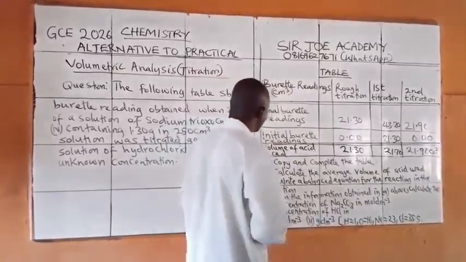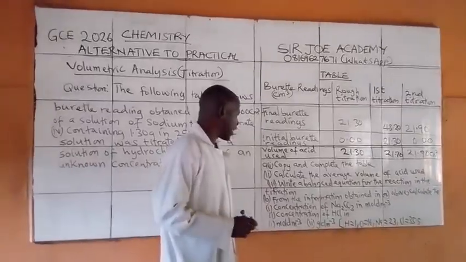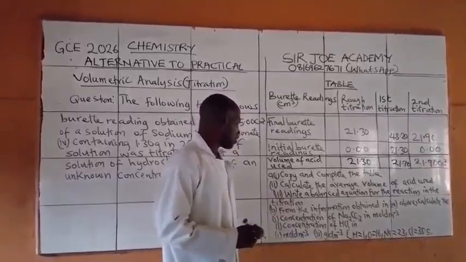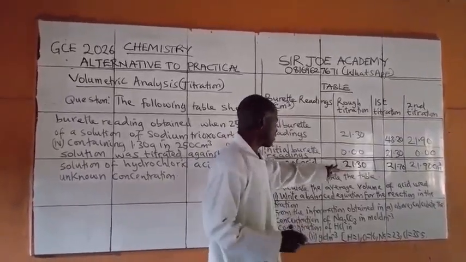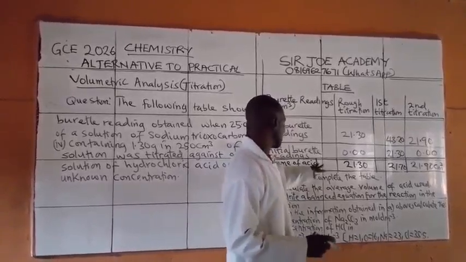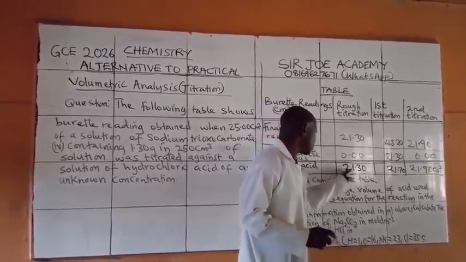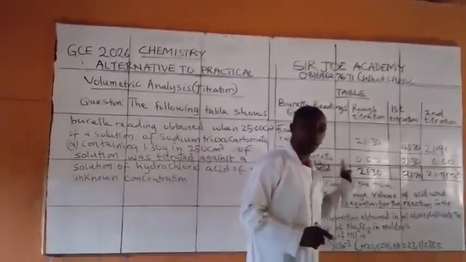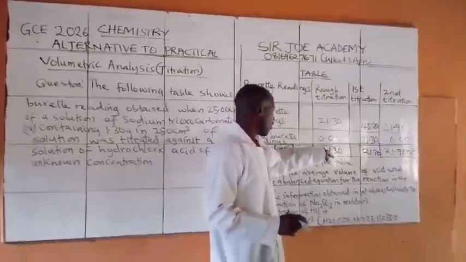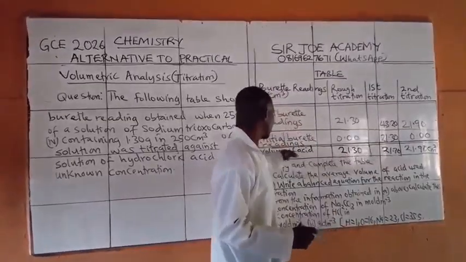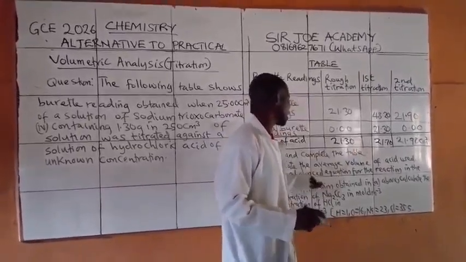Now the questions that follow the table say, element number 1, copy and complete the table. Take note that the equation was supplied, but the space was not filled. So it was when I was solving the equation that I included these values as the volume of acid used. So in this case, the table is now complete.